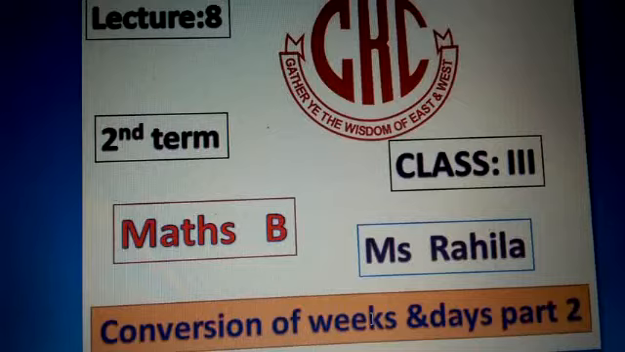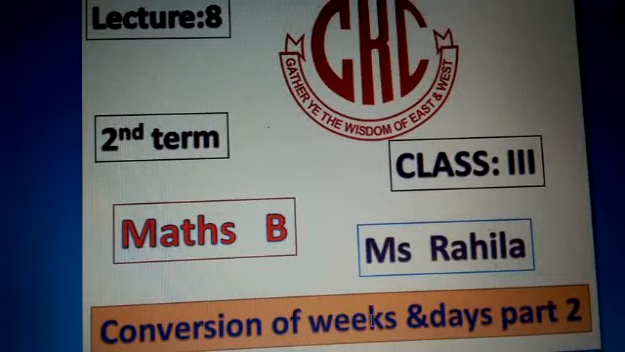In this lecture we will discuss how we can convert days into weeks and days. As you know, weeks are bigger and days are smaller, because there are 7 days in 1 week. For this, weeks are bigger and days are smaller. So we have to learn how we can convert between the big unit of weeks and the small unit of days.